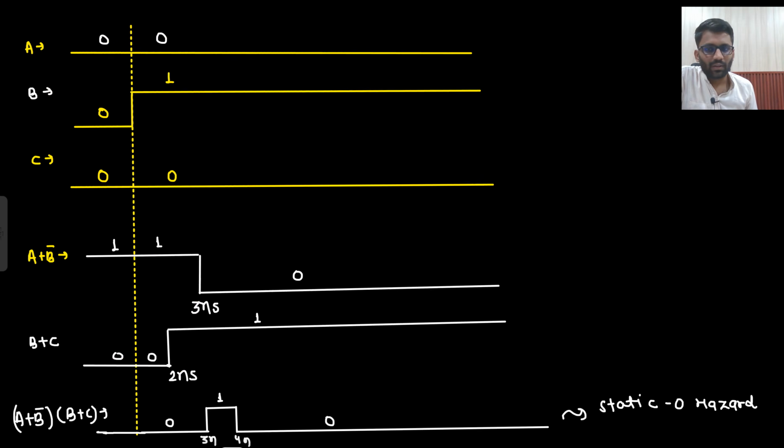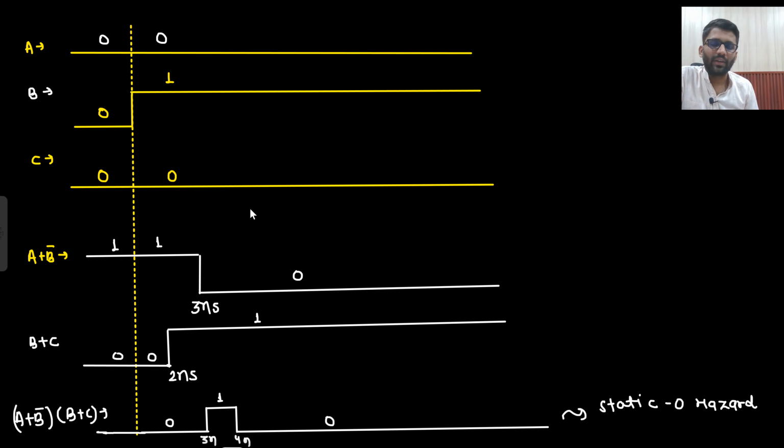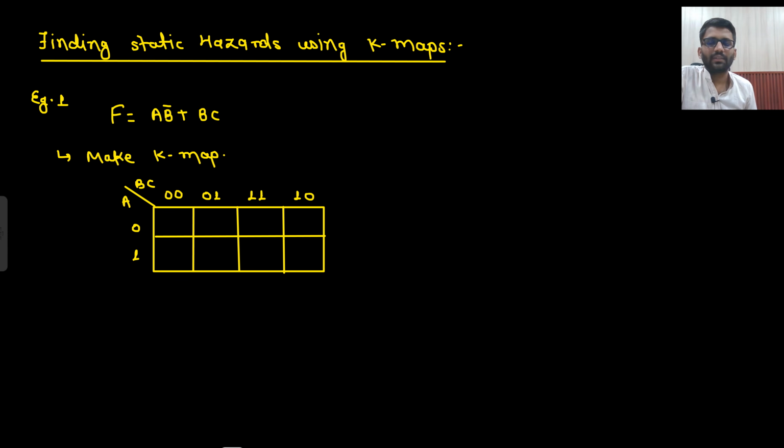Now, if some expression is given or some circuit is drawn, every time you cannot make a timing diagram to analyze whether there will be a hazard or not. So what is the way? The way is to use K-maps. By using the K-map we can tell whether it will have a static hazard or not. So let's take the same example which we analyzed, AB bar plus BC.